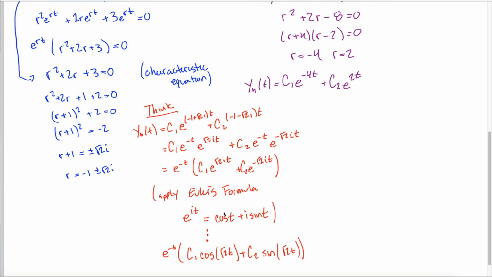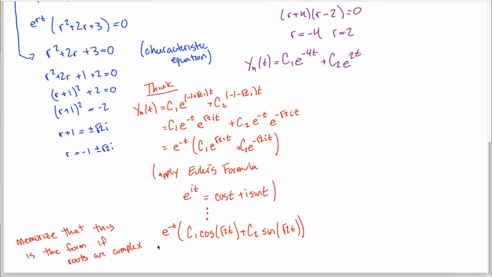There are a series of logical steps that would get you down here, but I don't know anyone who solves these by actually remembering these steps. I think what most people do is just memorize that this is the form that you want if your roots are complex. A little bit more generally, if your roots are a plus or minus bi, the form that you want is e to the a power times c1 cosine of bt plus c2 sine of bt. This would be the general form of our homogeneous solution.